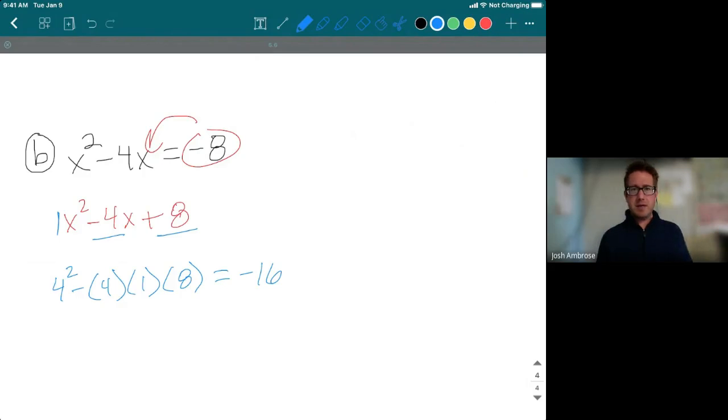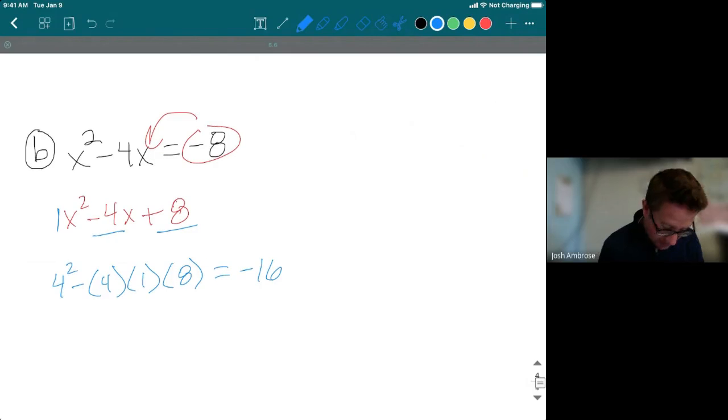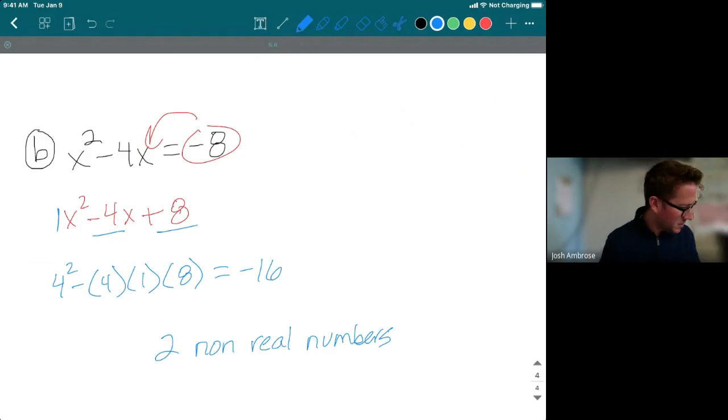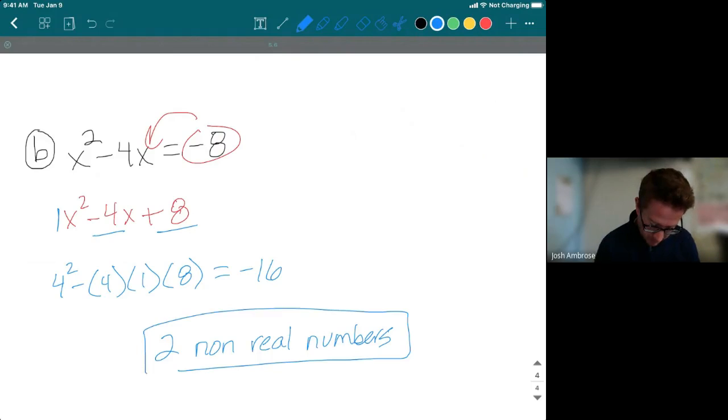Now take a look back at that chart. If you ever have a negative value for the discriminant, what is that going to give you? That's going to give you essentially 2 non-real numbers. Okay, and the way the book describes it, non-real complex solution. So I need to know this right here, as well as this right here.